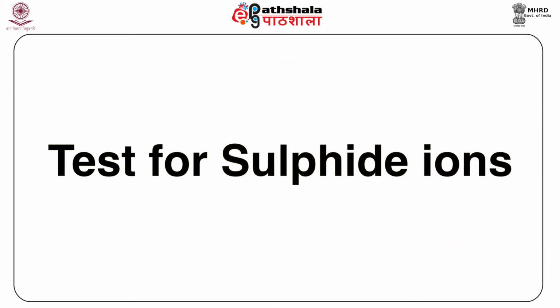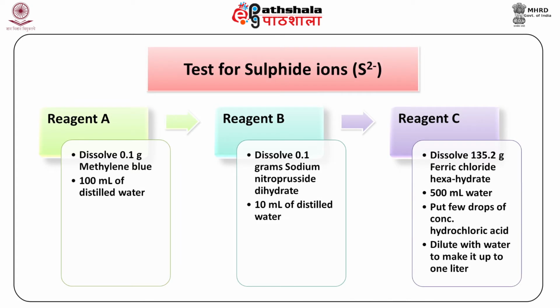Test for sulfide ions. Reagent A. It is prepared by dissolving 0.1 grams of methylene blue in 100 milliliters of distilled water. Reagent B. It is prepared by dissolving 0.1 grams of sodium nitroprusside dihydrate in 10 milliliters of distilled water. Use freshly prepared solution before carrying out the test.